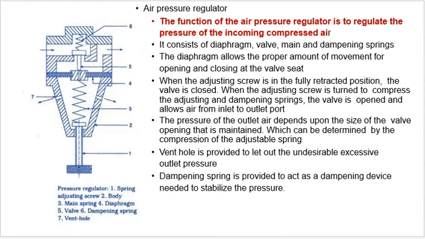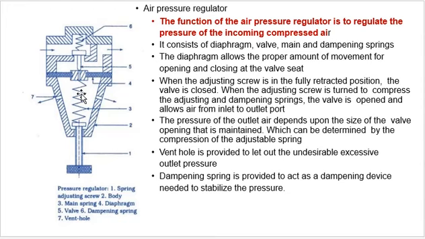In that case, the parts used are the adjusting screw, body, main spring, diaphragm, valve, damping screw, damping spring, and vent hole. So it consists of the diaphragm, valve, main spring, and damping spring, and the diaphragm allows the proper amount of movement for opening and closing at the valve seat. Here the valve seat is there. Proper opening and closing can be done by means of the diaphragm, that is the flexible member number 4.